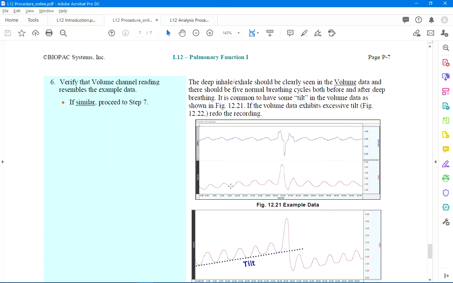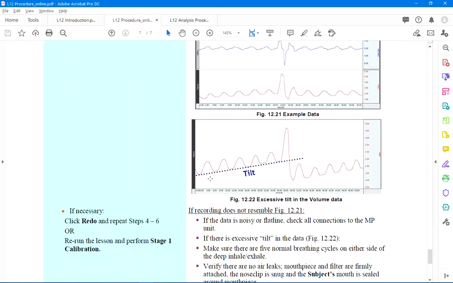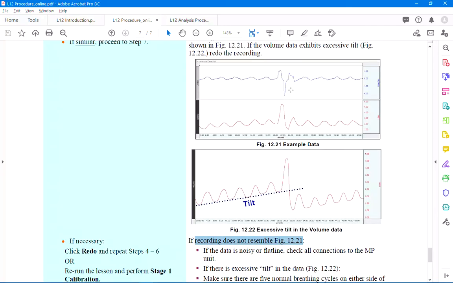So this would be an inhale and an exhale, and an inhale and an exhale, inhale, exhale, inhale, exhale, and then a maximum inhale and a maximum exhale, and back to normal breathing. And that's our test. Now, if you have a test with a tilted line, where we have a wandering baseline where this line should be flat, you're going to need to redo your test. So this would be excessive tilt in the volume data. If the recording does not resemble this figure here, you need to redo it.